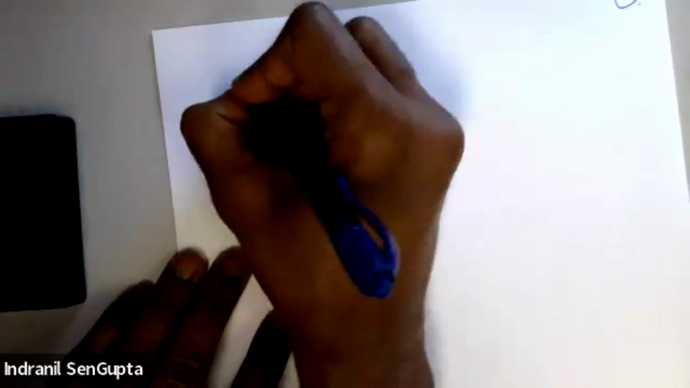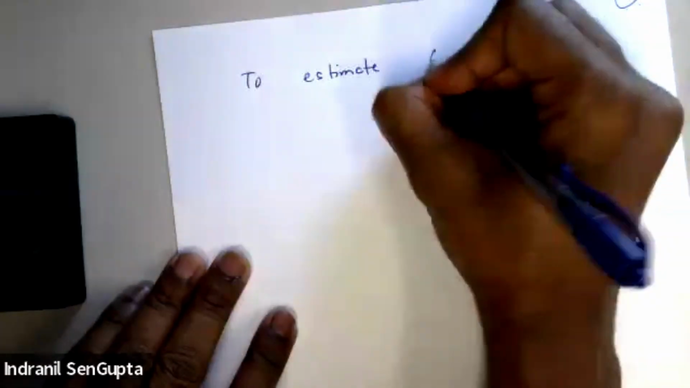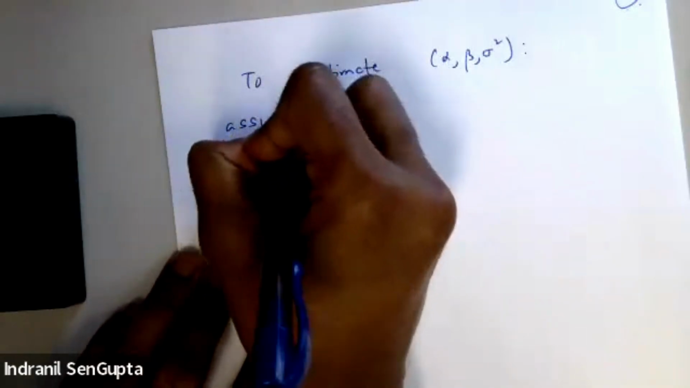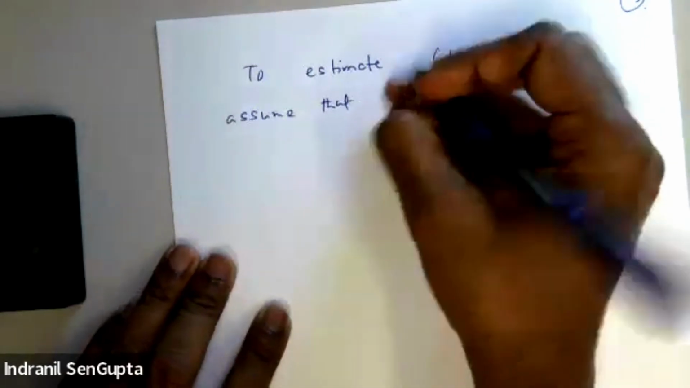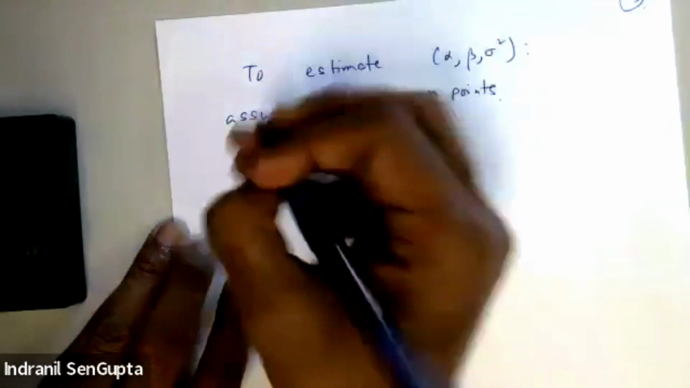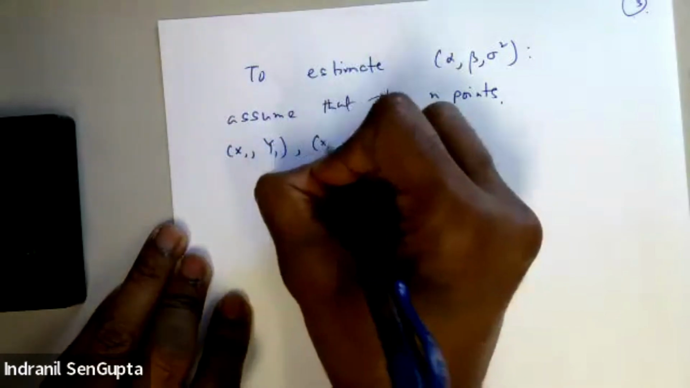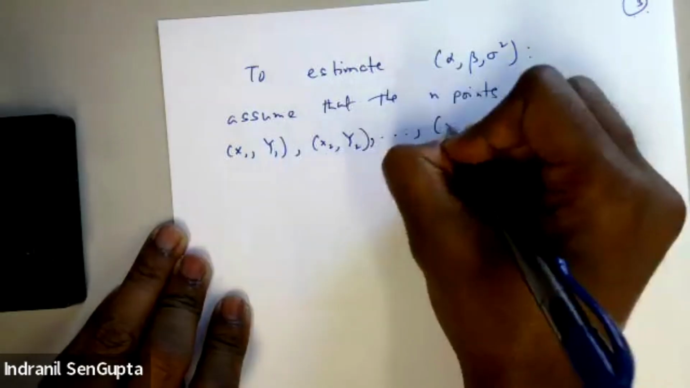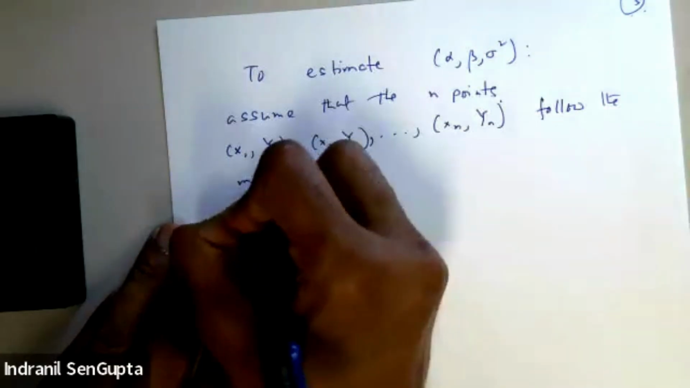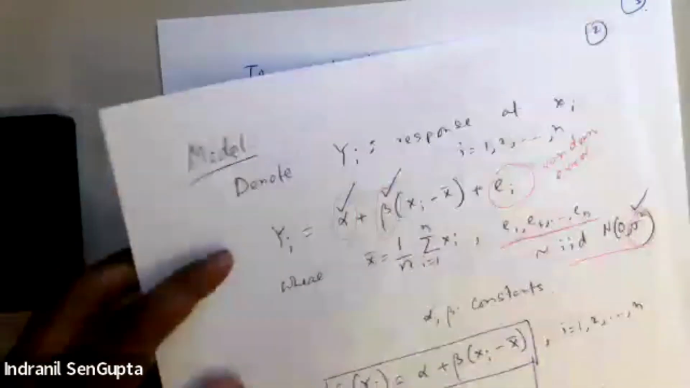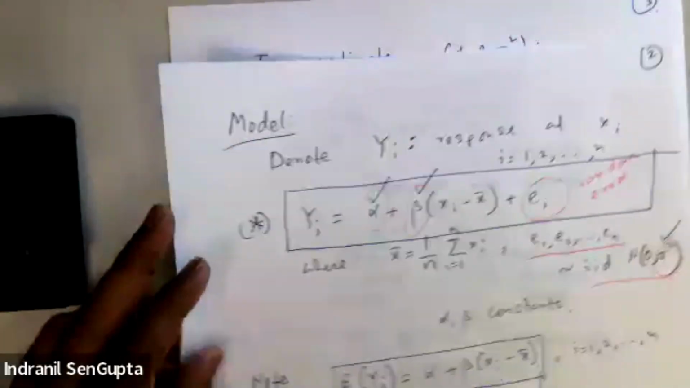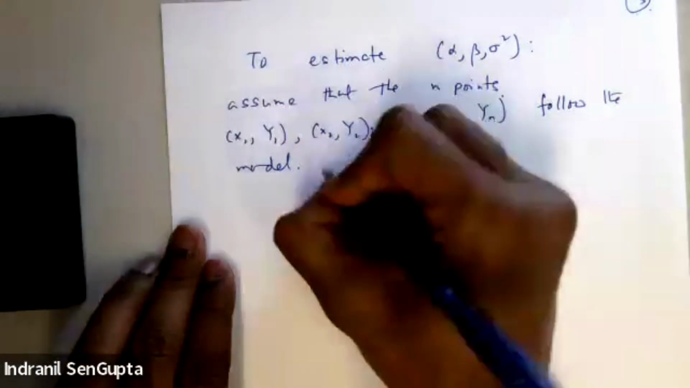So assume we want to estimate alpha, beta, and sigma squared. Assume that the endpoints, which are given by little x1, big Y1, little x2, big Y2, up to little xn, Yn, follow the model. And let's give it a name. So the model that we wrote here, let's give it a name, star. So let's assume that this follows the model star.